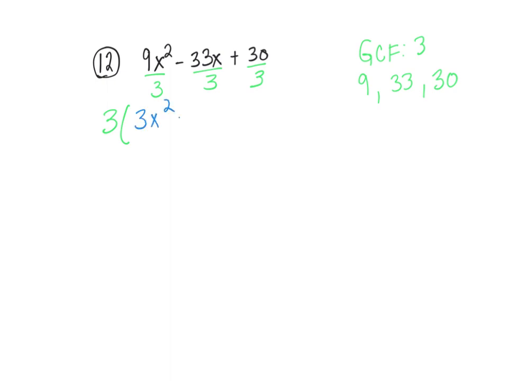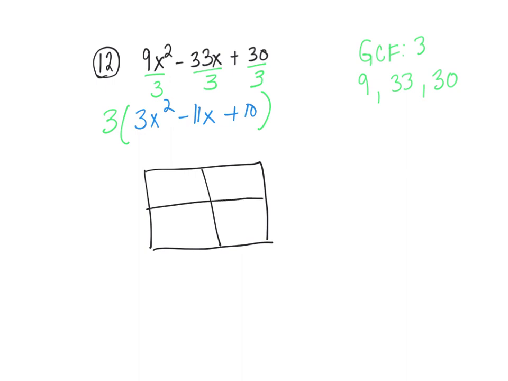3x squared minus 11x plus 10. And then, if I think about my flow chart, I have greatest common factors up top. I follow it down, and it tells me 3 terms. I'm going to look for a quadratic trinomial, and I'm going to draw this box. Now let's anchor in what we know. We know that the 3x squared has to come from 3x times x.